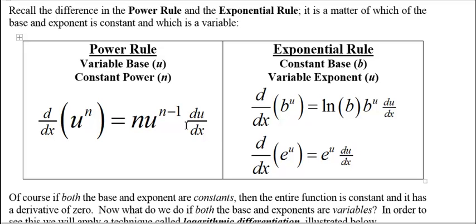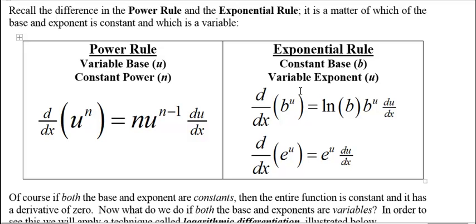We do the same thing for the exponential rule. It's the derivative with respect to x of b to the u, where b is a constant, then that is b to the u times the natural log of b, then times the derivative of the u. A special case of this is when b is e, and that's e to the u. The natural log of e is 1, so that part basically disappears there, and then you have the derivative of the u. So a very big difference between variable base constant exponent and constant base variable exponent.